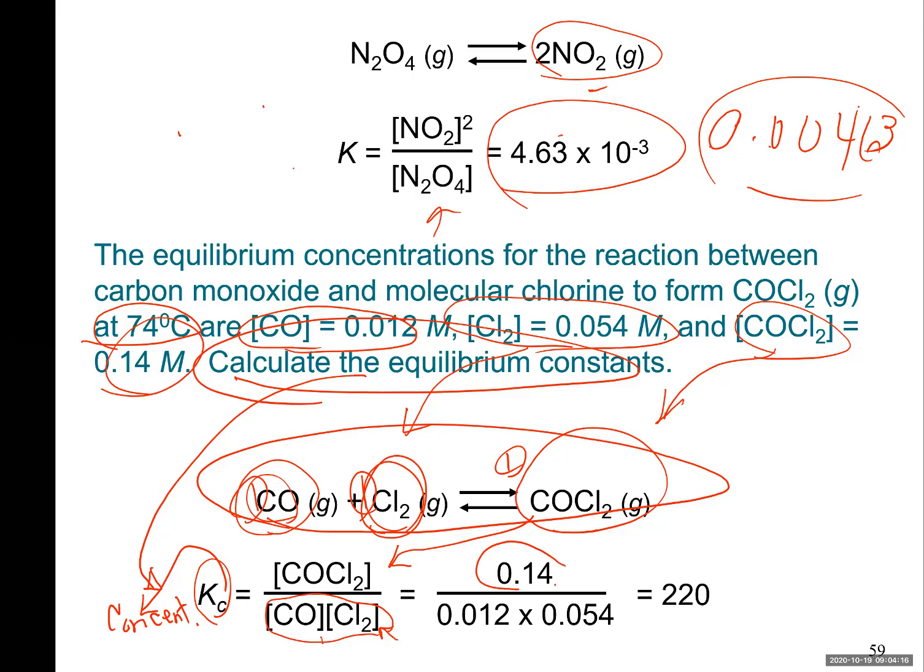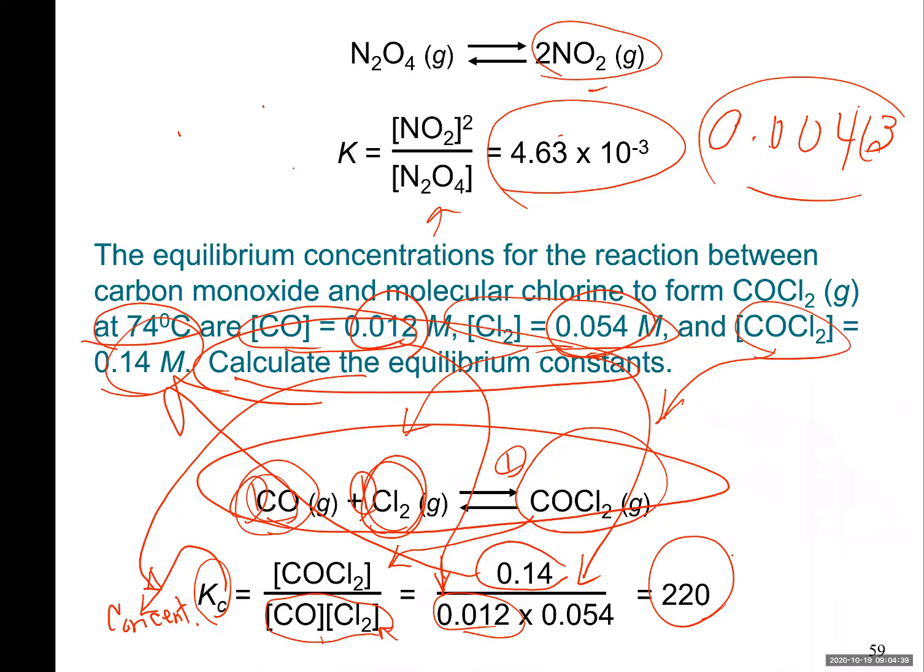So you enter the given numbers from the problem. Concentration of CO was given 0.12. Concentration of Cl2 was 0.054. Plug it in, you get 220. It's a very large number.